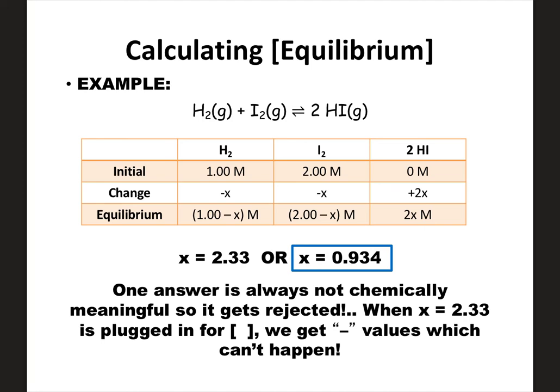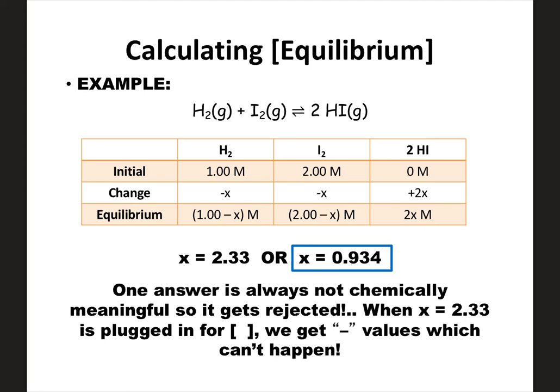All right. So when x is 2.33, notice when I would plug that in for my equilibrium values, I get negative numbers here. 1 minus 2.33 gives me a negative value for the concentration at equilibrium. That doesn't make sense. That can't happen. So this answer gets rejected. All right. The only answer of the two that makes sense is the 0.934. All right. So that's the value here of x.